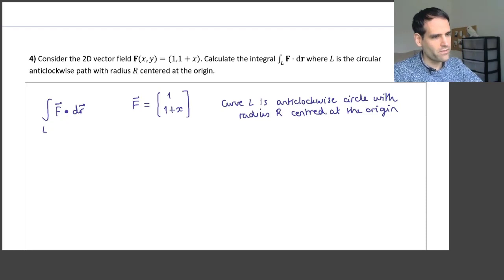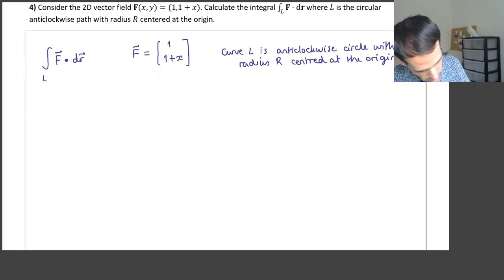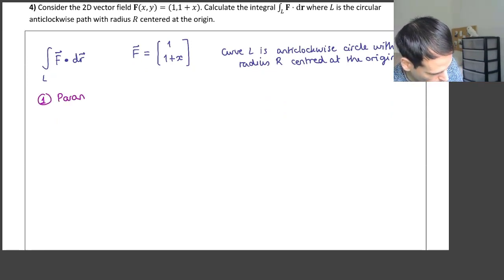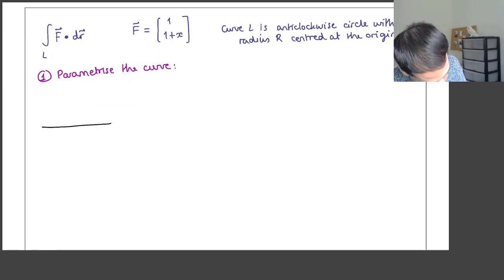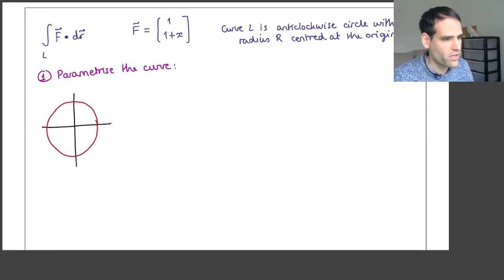So the first step will be to parameterize the curve. How do you parameterize this curve? This is a circle centered at the origin. So this curve looks like this, and it has a radius r.